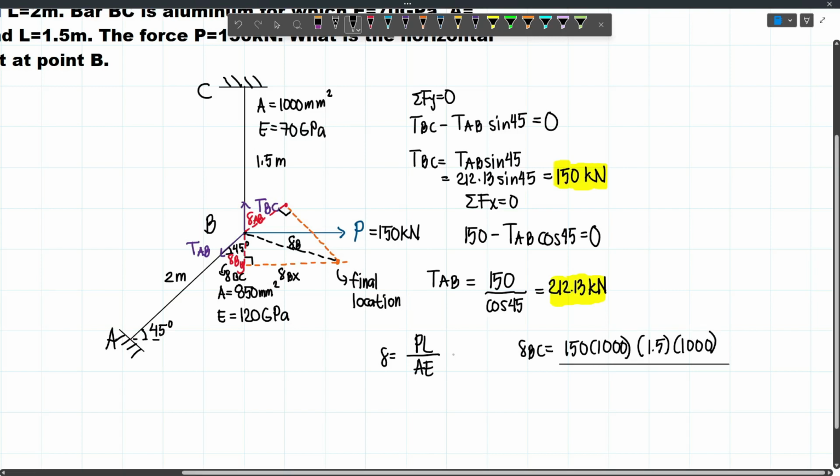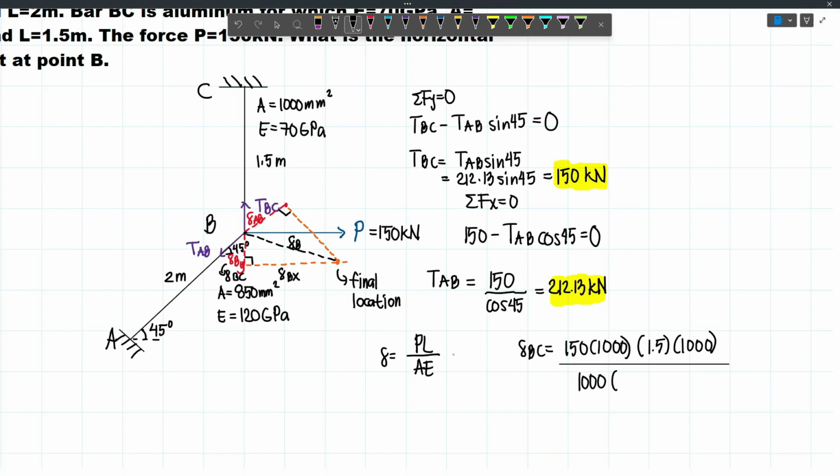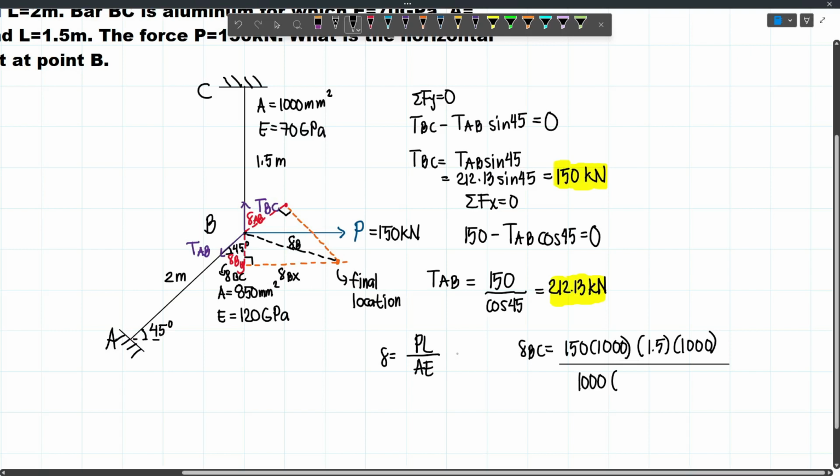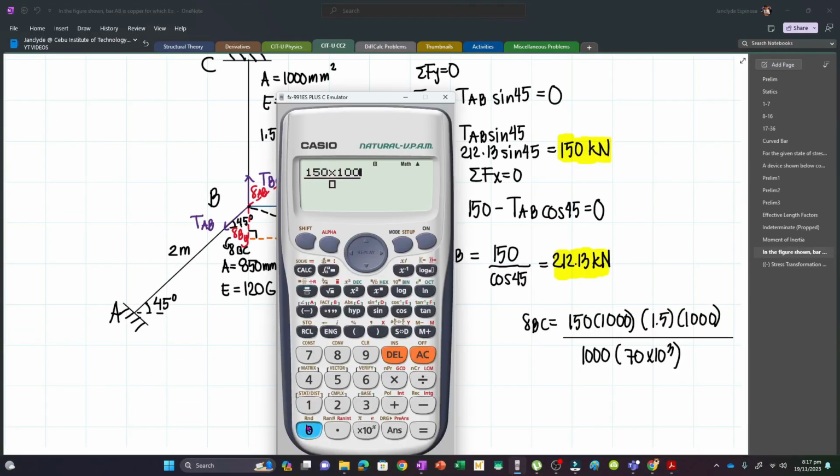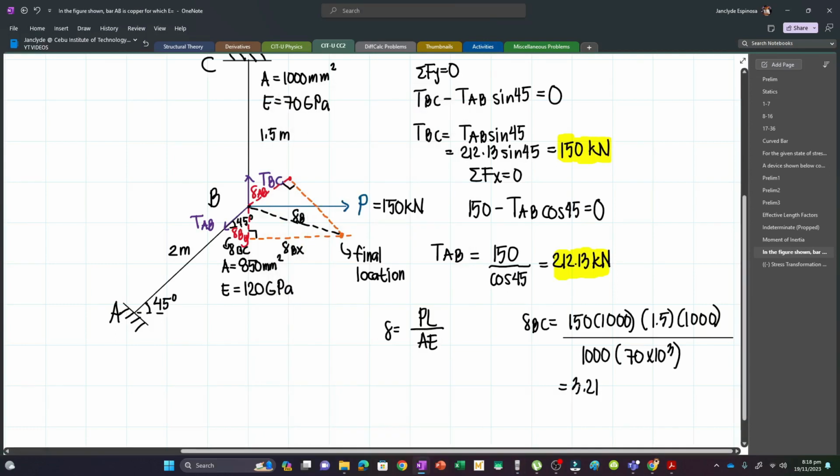And then over area nga 1,000 multiplied by E nga 70 GPa. So 70 times 10 to the power of 3. And so input na nato diri: 50 times 1,000 times 1.5 times 1,000 over 1,000 times 70 times 1,000. And so may mo siyang 3.21 mm.